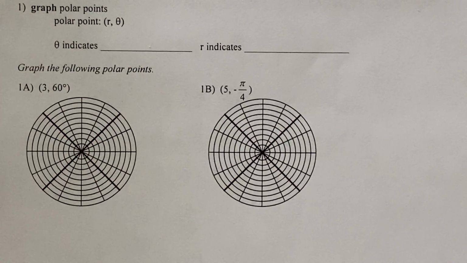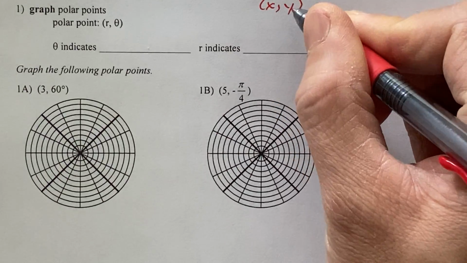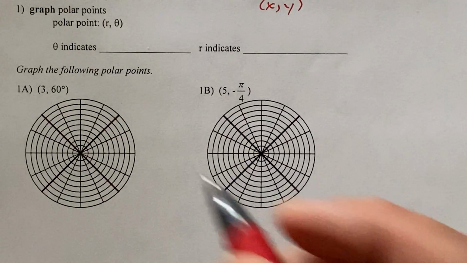We're going to begin by graphing polar points, or polar coordinates. Unlike Algebra 1, where we have x, y, where x tells us to move left and right and y tells us to move up and down, I can still pinpoint a location, a dot, using polar points by looking at two things.